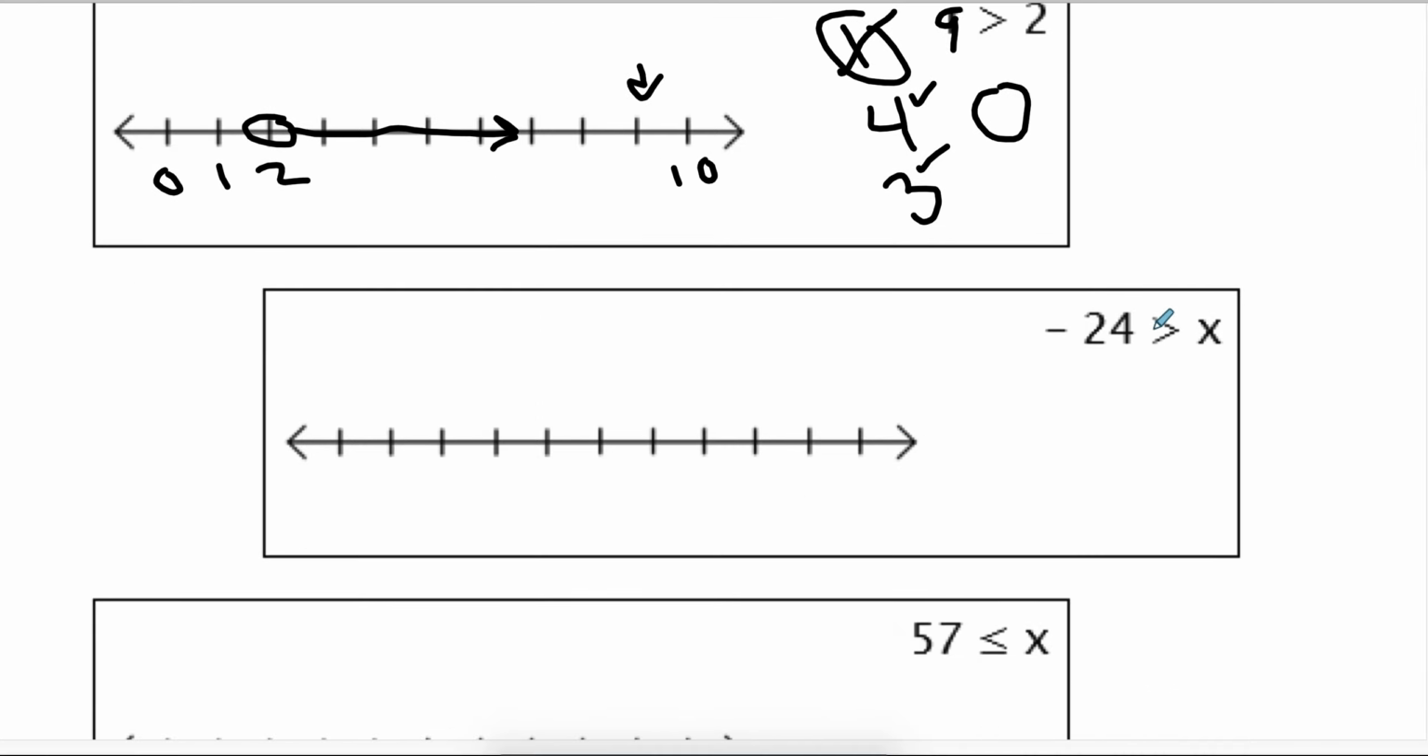All right, we got negative 24 is greater than x. So let's put some numbers on here. Negative 24, let's put that there. 23, 22, 21.